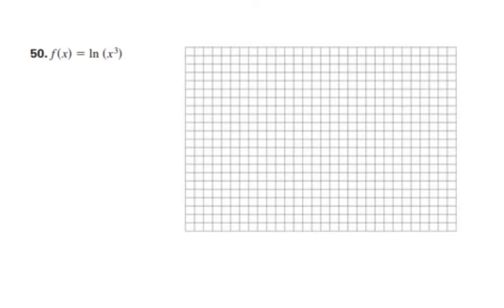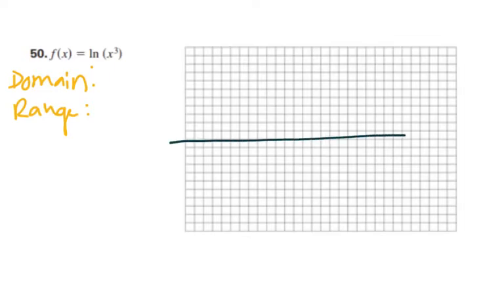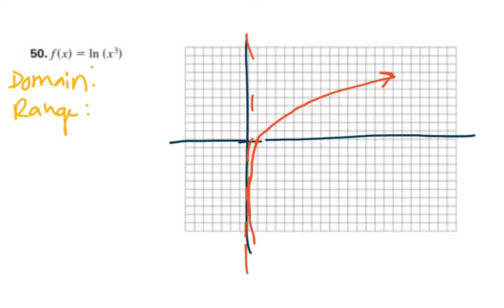Alright, and then our last piece here, same idea. We're going to do our domain and range. And the function itself, oops. Well, that was not a straight line. Has an asymptote here at x equals 0, and then it goes through at 1 and kind of tapers off, but again it's an asymptote at x equals 0.